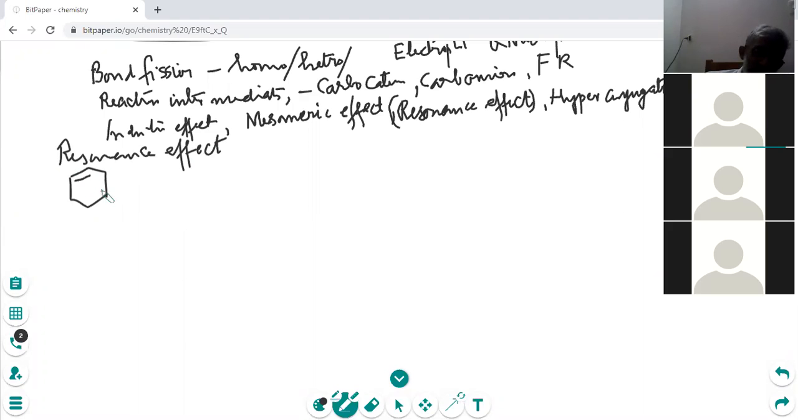Now see here. This is benzene. Can you draw a resonance structure? Come on. All of you take your paper, book, and write the resonance structure of this. I'll give you 1 minute for that. Come on, do it fast. Draw the resonance structure.